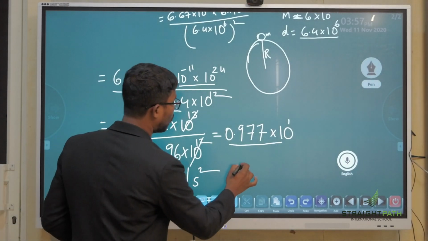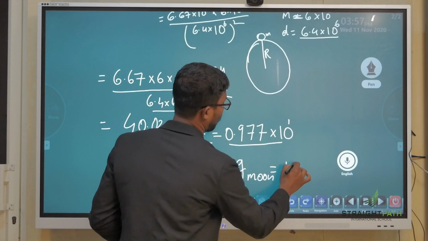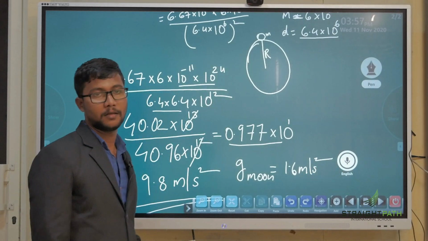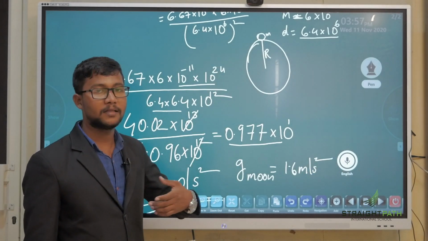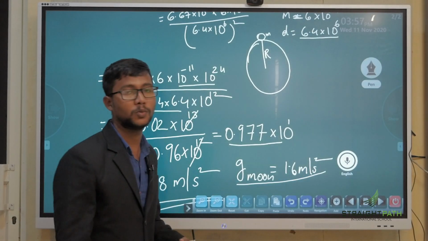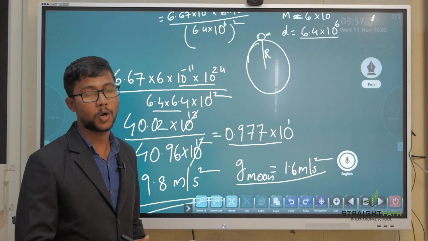Similarly, on the moon, the acceleration due to gravity will be 1.6 meter per second square. Because the mass and the distance are different, on the moon it will be 1.6 meter per second square as the acceleration due to gravity.